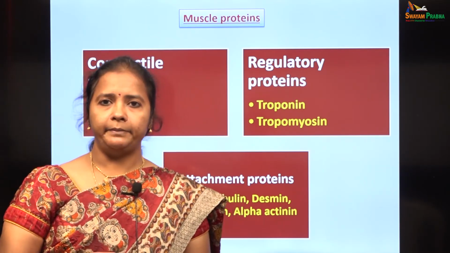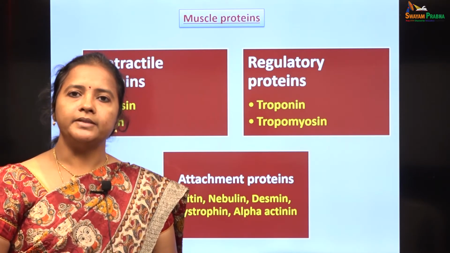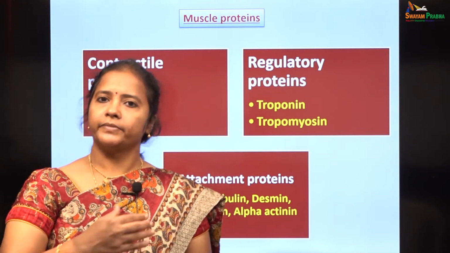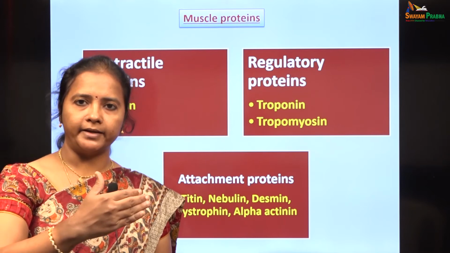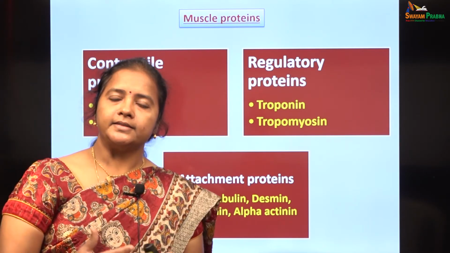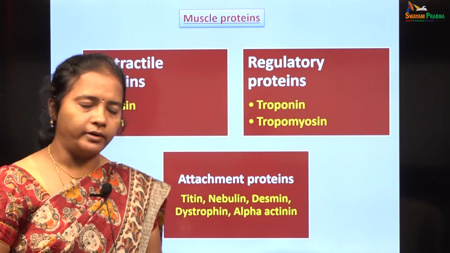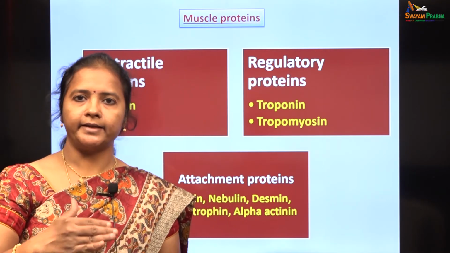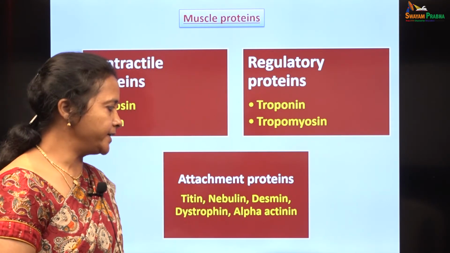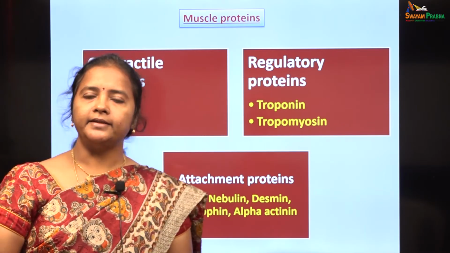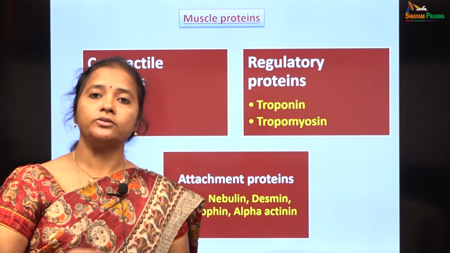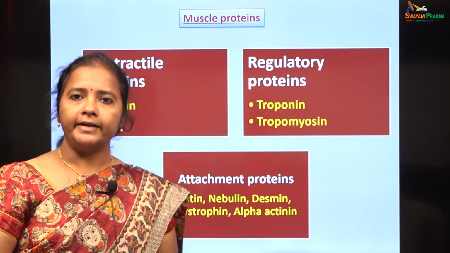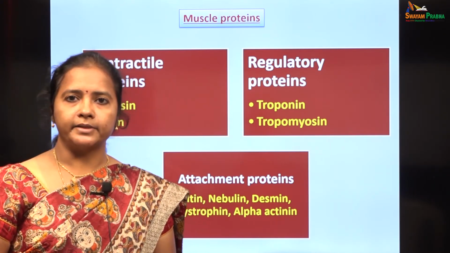Nebulin is responsible for keeping the thin filaments in a regulated fashion, and desmin is a protein which is going to attach the Z disc, the sarcomeres, to the extracellular matrix to keep the muscle in perfect size and architecture during the contractile machinery. And dystrophin is also a similar protein which is getting attached to the extracellular matrix and the sarcolemma to maintain the structural integrity of the skeletal muscle. And the alpha actinin keeps the thin filaments attached to the Z disc for regulation of its function. So, like this, many proteins are involved in the regulation of the skeletal muscle function.